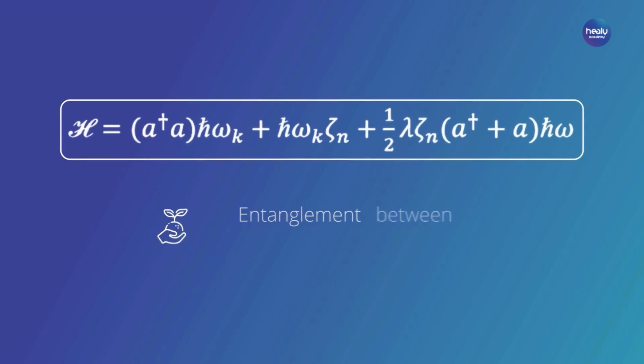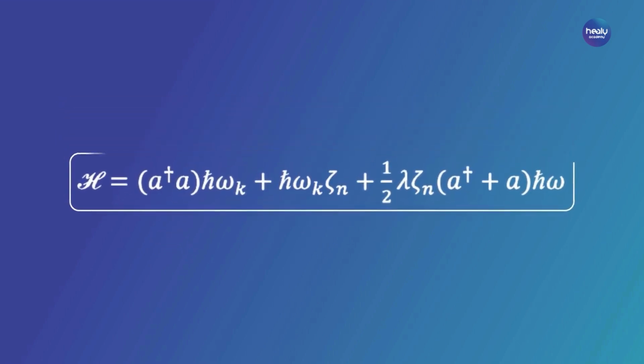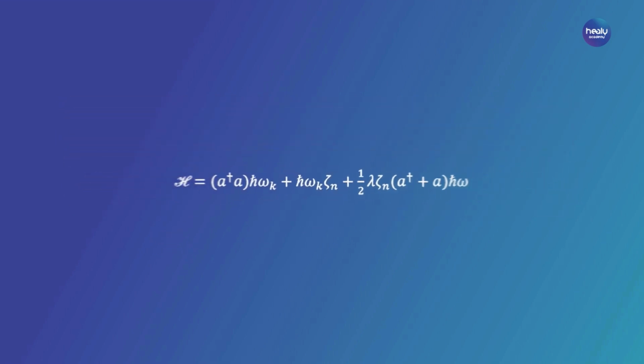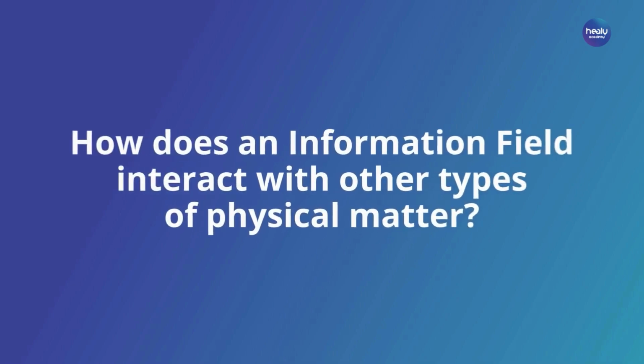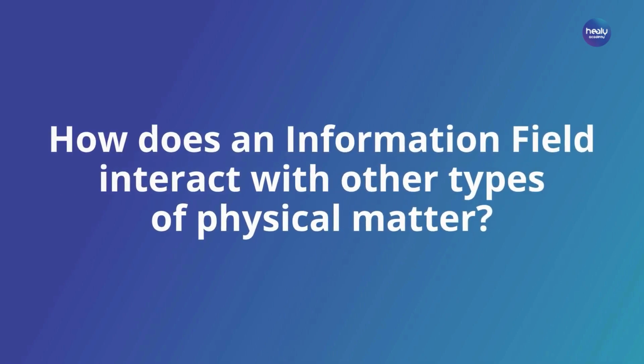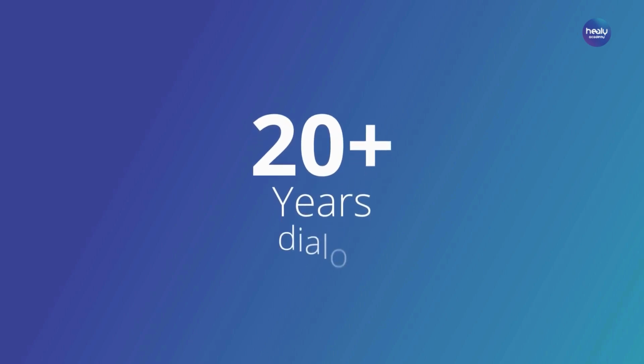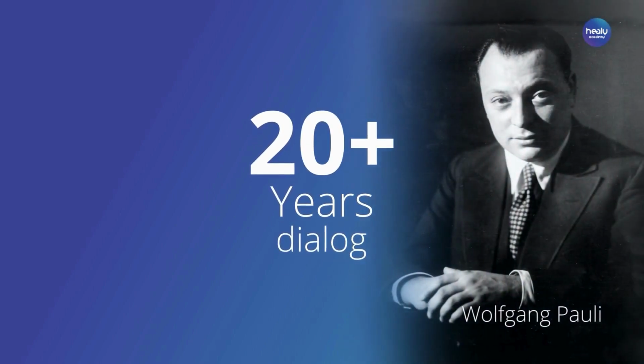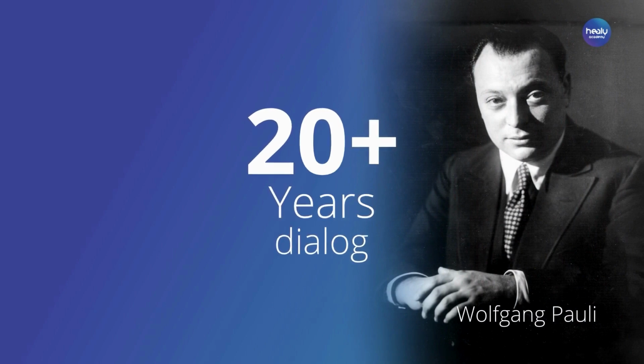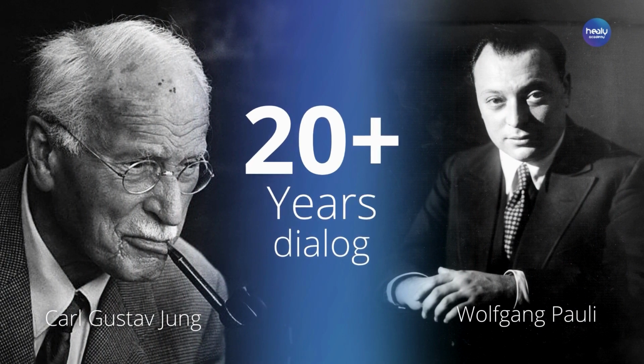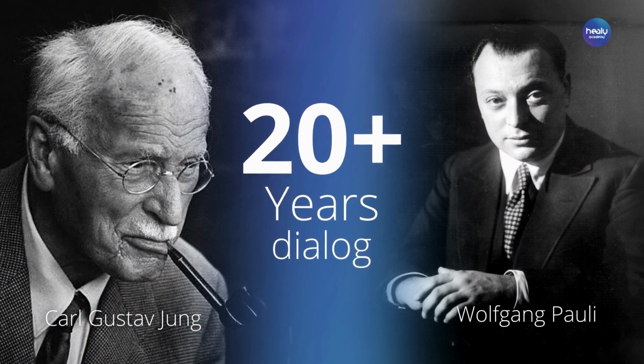This is another publication that deals with an introduction of information fields, and again, the question is, how does an information field interact with other types of physical matter? For more than 20 years, there was a dialogue going on between Wolfgang Pauli, a Nobel laureate in physics, and Carl Gustav Jung, who was the most prominent psychologist of his time.